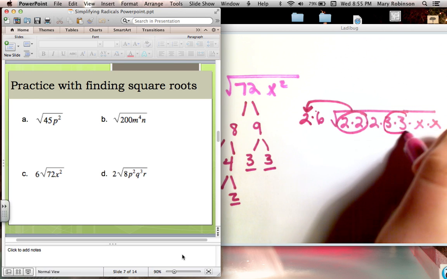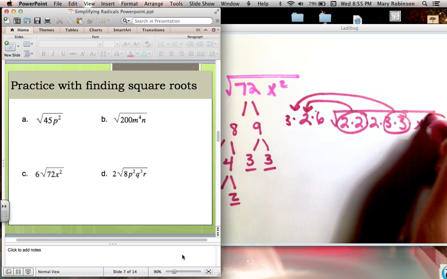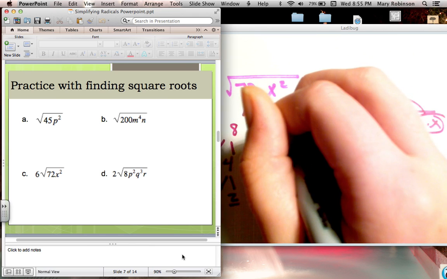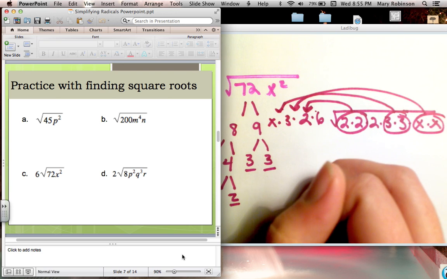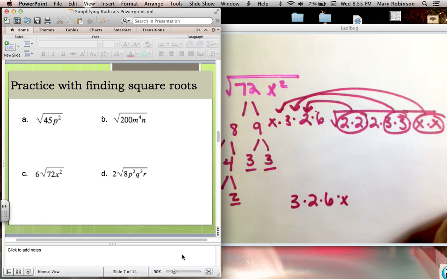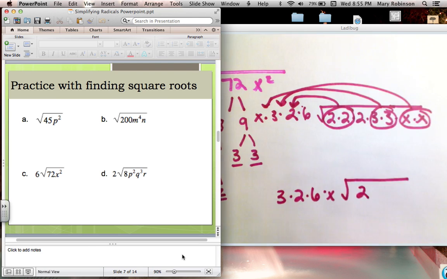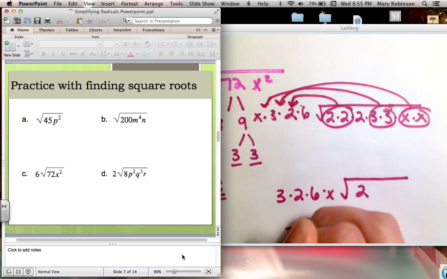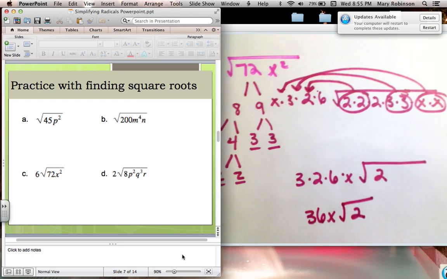We have two 3's, one can come out. And we have two x's, one can come out. Right? So when I rewrite this, I get 3 times 2 times 6 times x. And the only thing left under the square root is the 2. When I simplify what's on the outside, we get 3 times 2 is 6, and 6 times 6 is 36. So we actually have 36x square root of 2. That's your final answer.